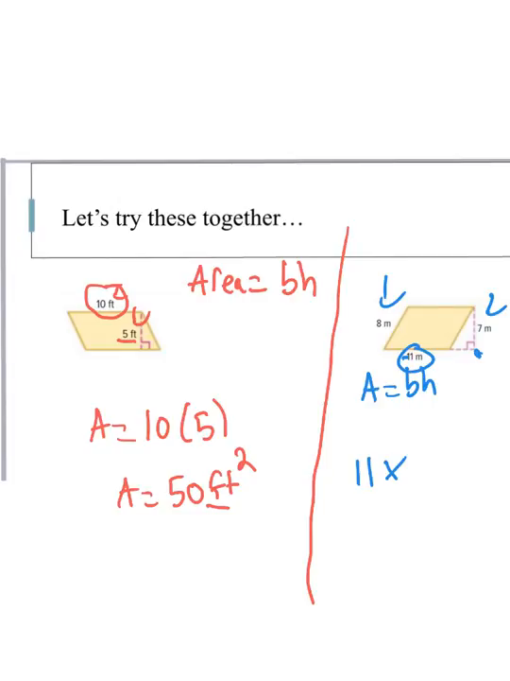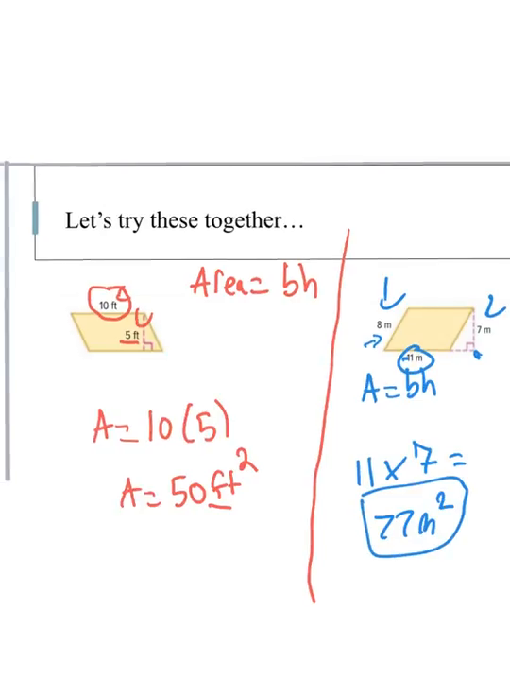But the height would be actually 7, because this is the height. This is actually just a little bit of the distance of the side. So don't let it confuse you. So it's 77 meters squared. Cool.